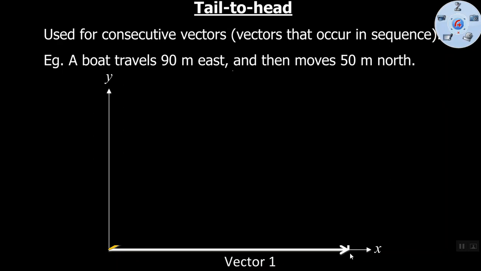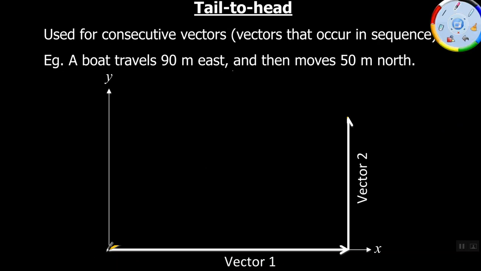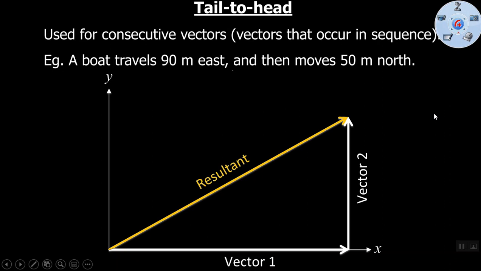So 90 meters east. Then we draw our second vector, 50 meters north. And then the resultant, as we said, is from the beginning of the first vector to the end of the last vector, in the direction where the last vector ended. So here our direction would look like that, and if we draw our vector, our resultant looks like that.